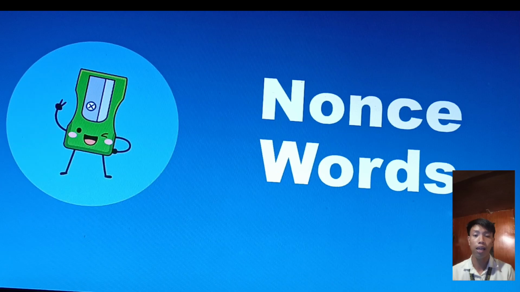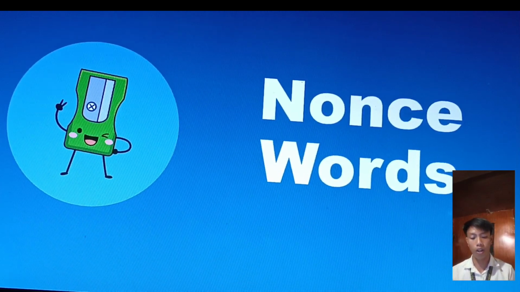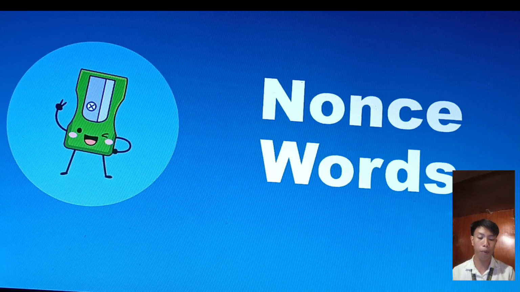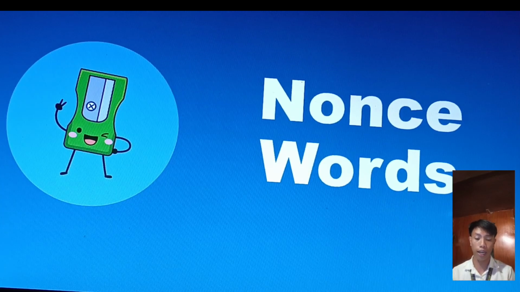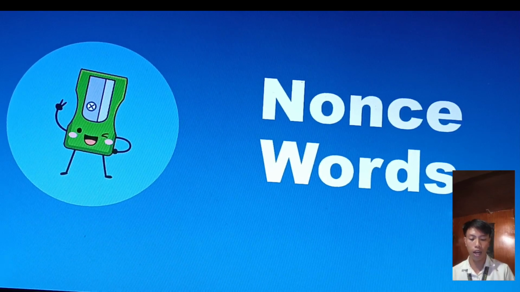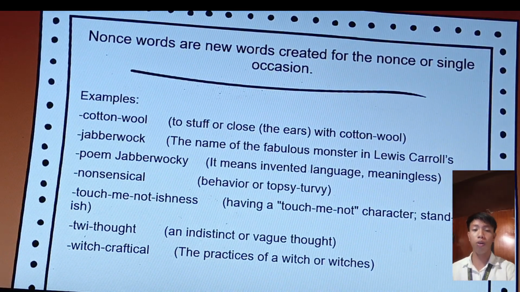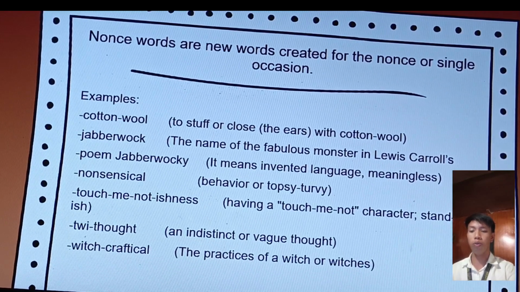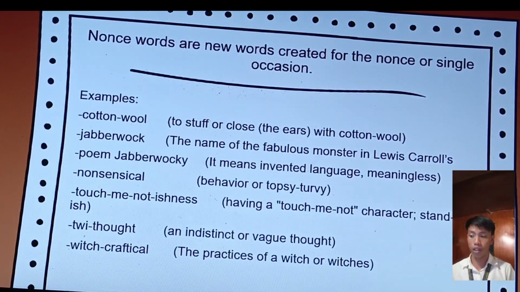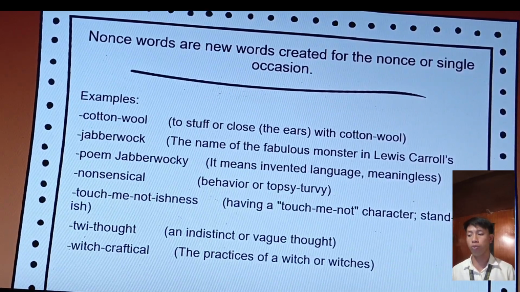So last, the nonce words. So the nonce words are words that represent people, places, things, or ideas. They are the building blocks of sentences and they are essential for conveying meaning. So nonce words are new words created for a single occasion. So here are the examples of nonce words.